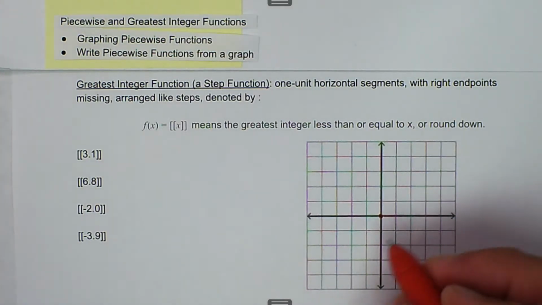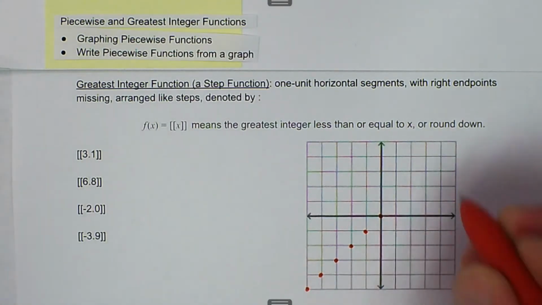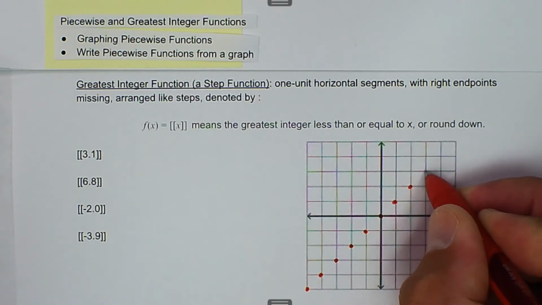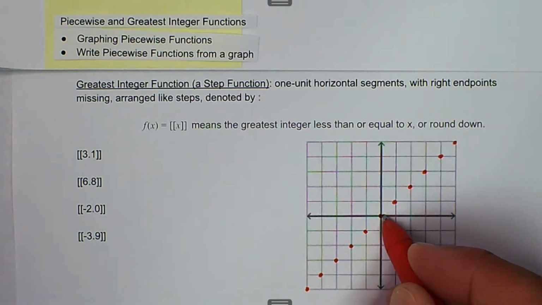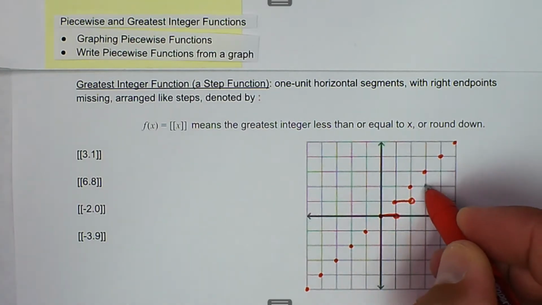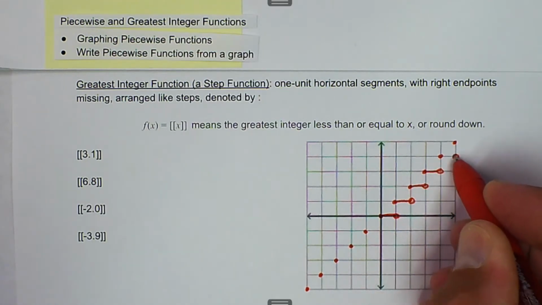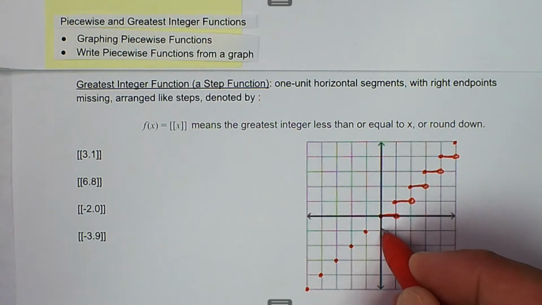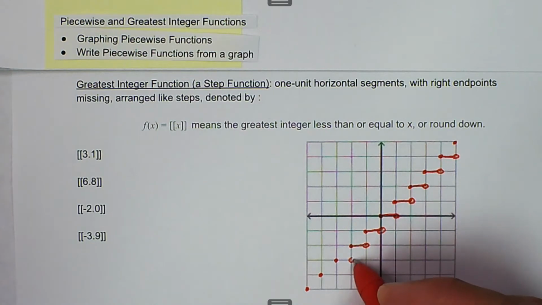So we're going to have closed dots to the left. And as we go to the right, we'll have open dots on the right. That one's kind of hard to see. Probably should use a straight edge, but that would be really time consuming for this case. So there's the graph.